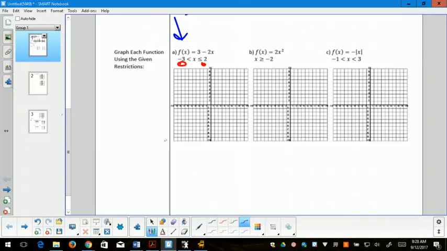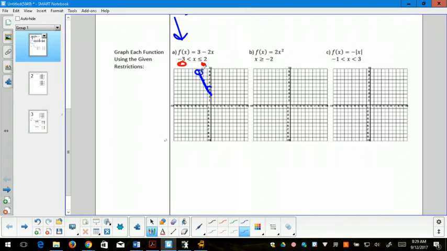All right, so here we go. So on this one, at 0, I have 3 still. And then I go up 2/1, up 2/1. And one last up 2/1, but I have to put an open circle there.